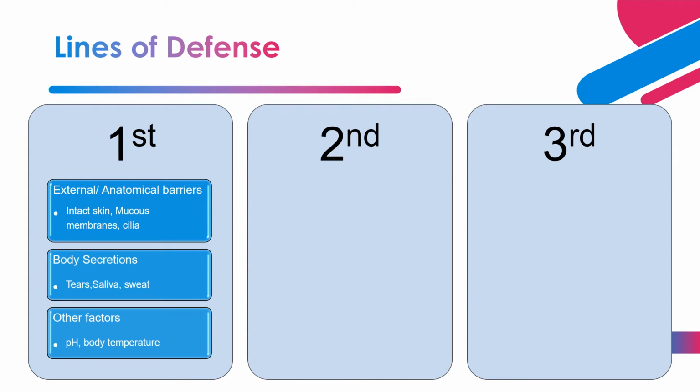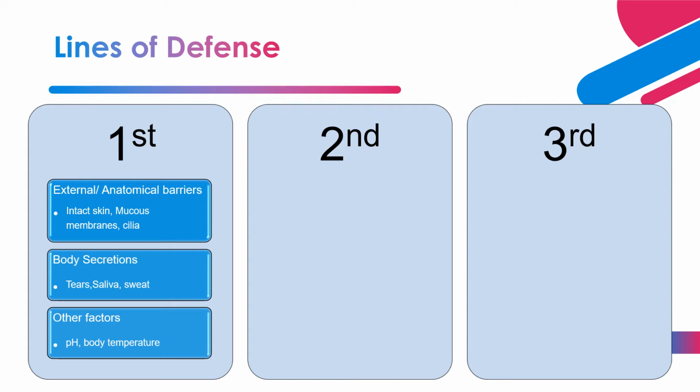Other factors like pH, for example, may give a low pH in the vaginal area, which would enhance the normal flora growth. While body temperature, if there's an invading pathogen, the body temperature will increase. That would help in killing the organism.